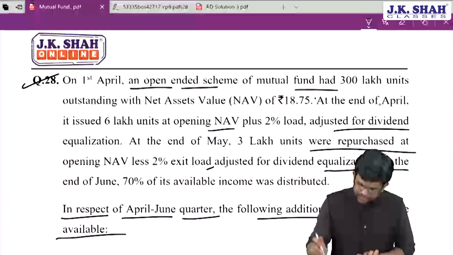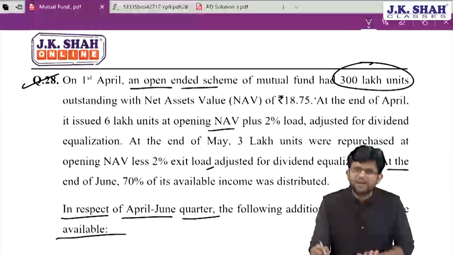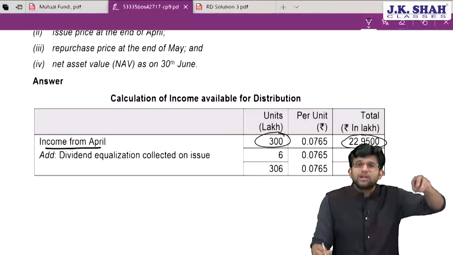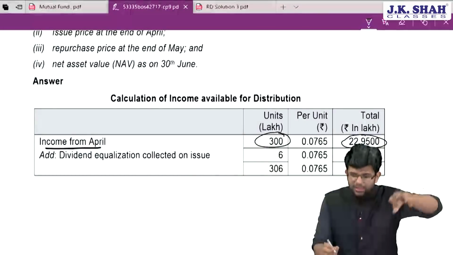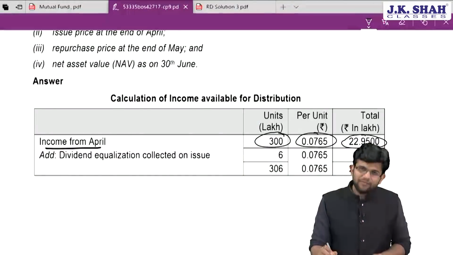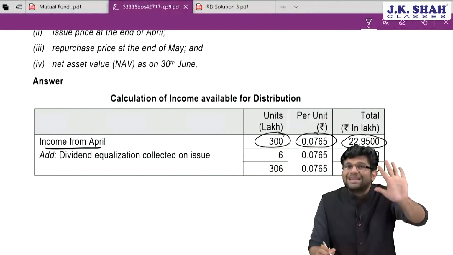300 units. Here 300 lakh units, correct? Now 22.95, if the total income is being earned in April, that divided by 300 units means a per unit income of how much? 22.95 divided by 300 will give you 0.0765. Till your story is clear.